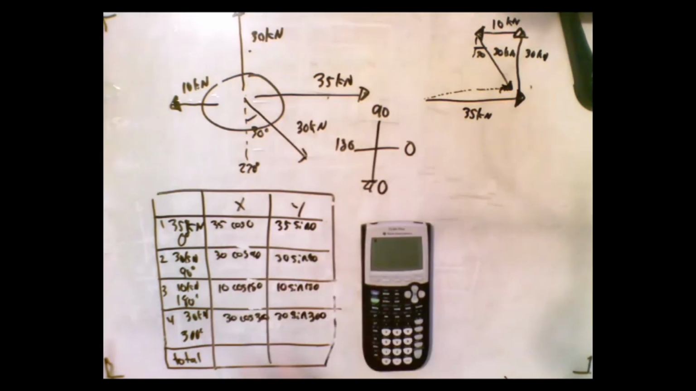We'll add up all the x's. 35 cos 0 plus 30 cos 90 plus 10 cos 180 and 30 cos 300. Right, I just add them all up in one. We get 40 kilonewtons positive. Push second enter, switch all my coses to sines.